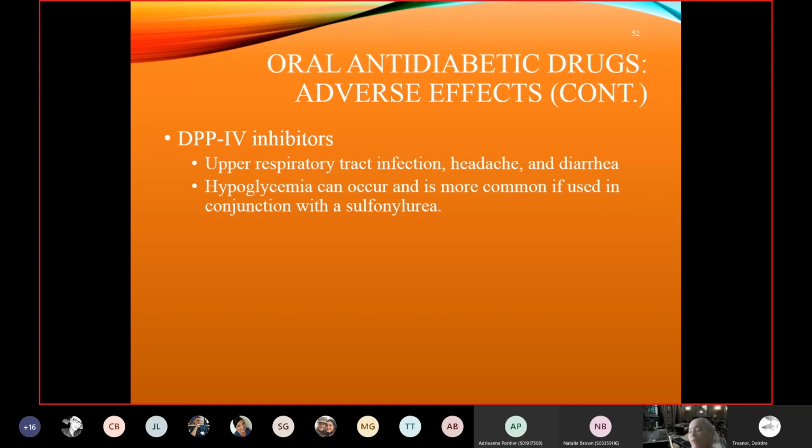So DPP-4 inhibitors, sitagliptin can increase digoxin levels. If you're using with sulfonylureas or insulin, that might increase your risk for hypoglycemia. And rifampin may also decrease the efficacy of linagliptin.